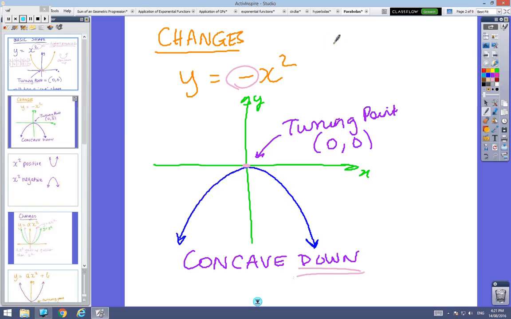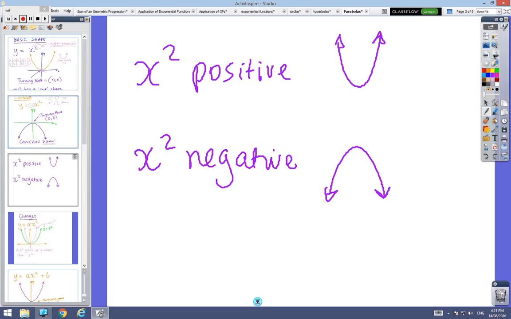So when you have a positive x squared, it's concave up, and when you have a minus x squared, it's concave down. Okay, copy that and come across. So x squared positive, concave up; x squared negative, concave down. Up, down. Okay, copy when you're ready, come across.